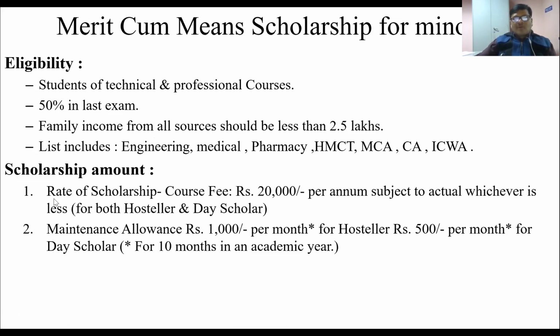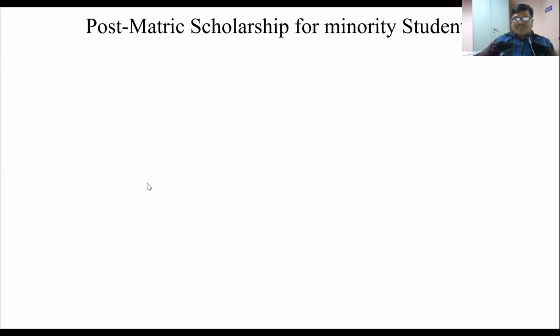The scholarship amount is 20,000 per annum, subject to actual, whichever is less. So course fee or 20,000, whichever is less. Maintenance allowance is rupees 1,000 per month for hostelers and rupees 500 per month for day scholars.